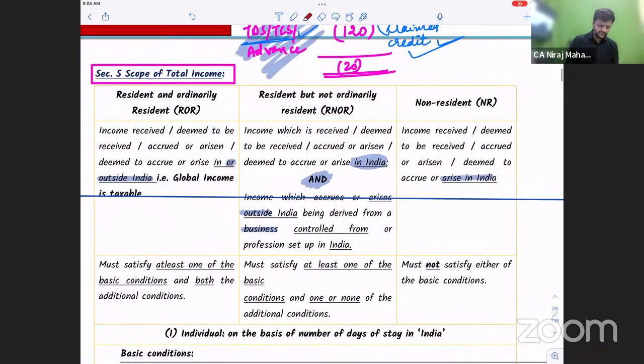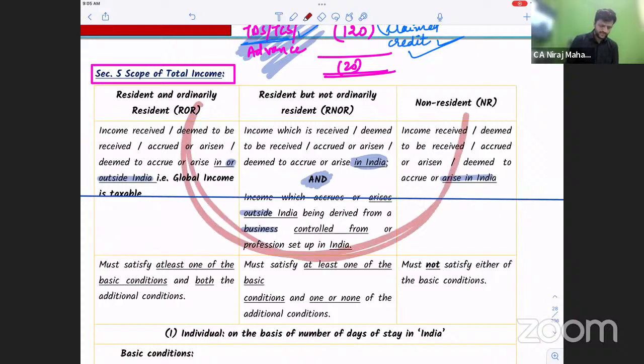See, in fact, these two people are the most opposite ones. The one who is always in India, we will call them ROR. The one who is never in India, we will call them NR. Again, I'm talking in very general, simple language. Clear? So for ROR, we tax whatever he earns, wherever. But for NR, we tax only what he earns in India.